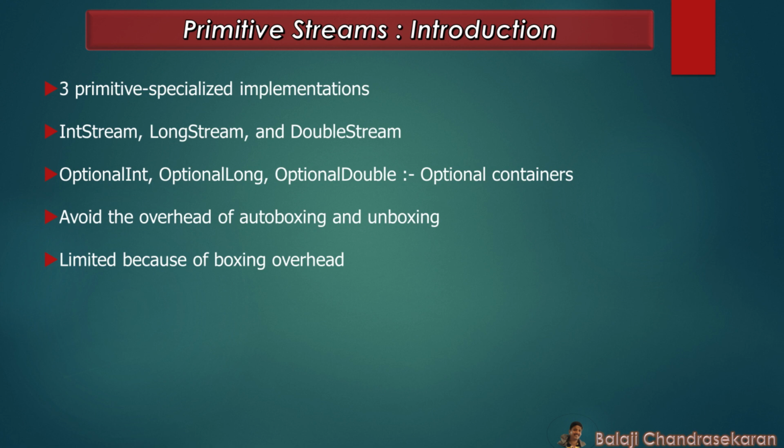OptionalInt, OptionalLong, and OptionalDouble are the optional containers created for the corresponding primitive types and are used to represent values that may or may not be present. These primitive streams avoid the overhead of autoboxing and unboxing that occurs when working with primitive data types in regular streams. Primitive streams are limited mainly because of boxing overhead.